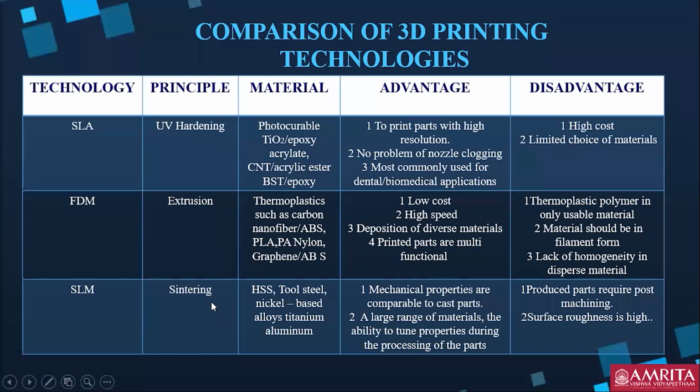SLM is based on the sintering process. The principle is known as sintering. Material, I already told you, different types of alloys: high speed steel, aluminium, titanium alloys, stainless steel. You can use all these kinds of metals in powder form. Then I told you the advantages: the mechanical properties are comparable to what we get with conventional technology. The strength is equivalent to that. And we have a large choice of materials available. Mass production, definitely we go with this technology.